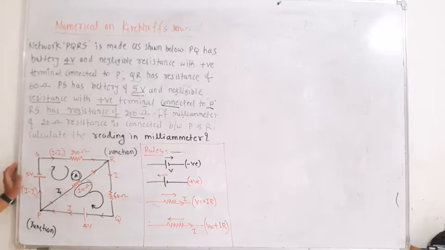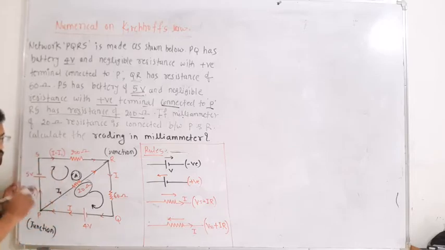You cannot apply Ohm's law, and you cannot apply series and parallel combinations, because there are two cells and many resistors, and they are not simply parallel or series. So you have to take the help of Kirchhoff's rule itself. First, list out how many junctions there are.